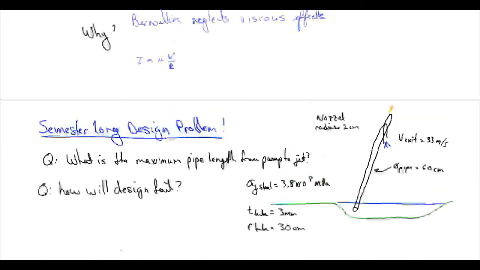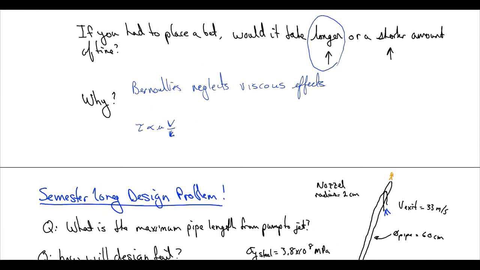Okay, so for two reasons, this is a lot slower. One, Bernoulli's neglects viscous effects, and two, we did not take into account the dynamic nature of the problem.